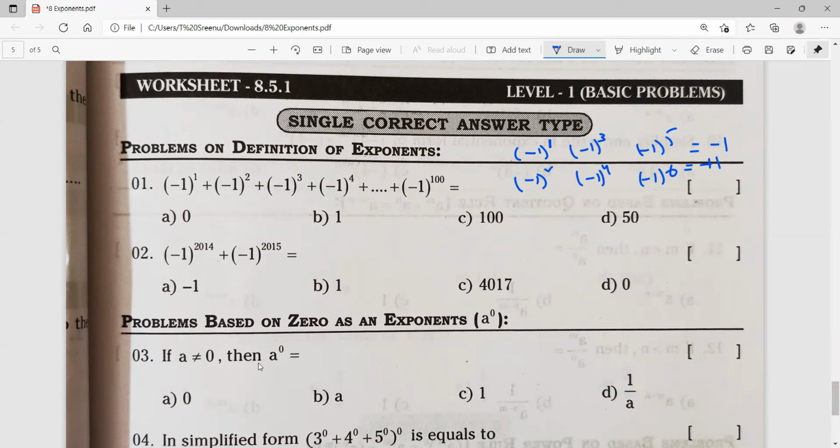Okay. So in 100, how many odd numbers will be? How many even numbers will be, Avinash? Yes, sir. In 100, how many odd will be? How many even will be? 50-50, sir. Yeah, correct. So you will get minus 50 and plus 50. What is the answer? 0. And the same like this only. 2014 is an even number, you will get plus 1. 2015 is an odd number, you will get minus 1. Again 0.